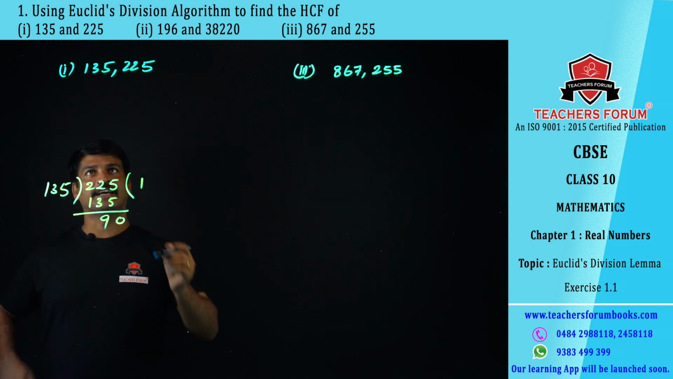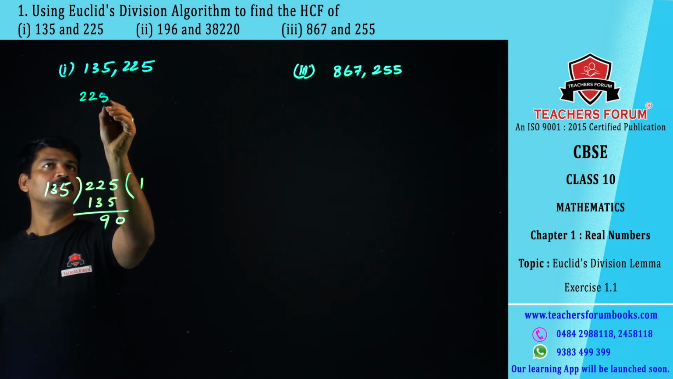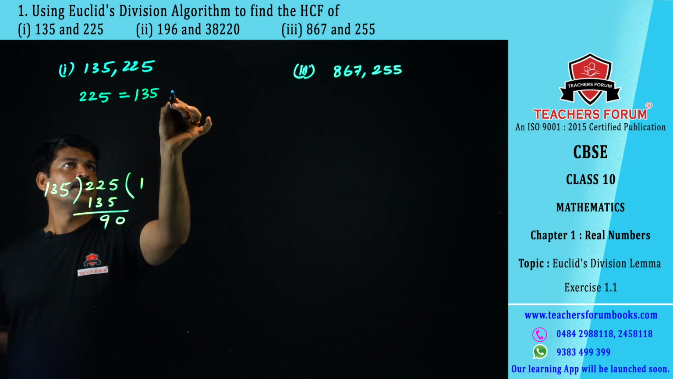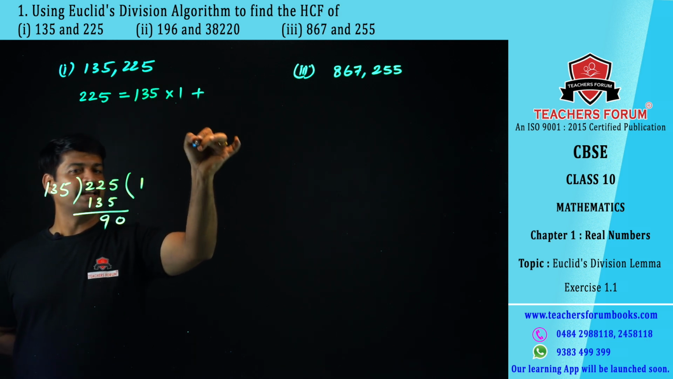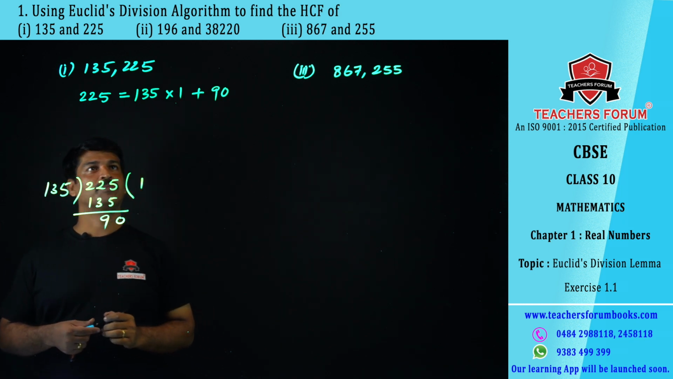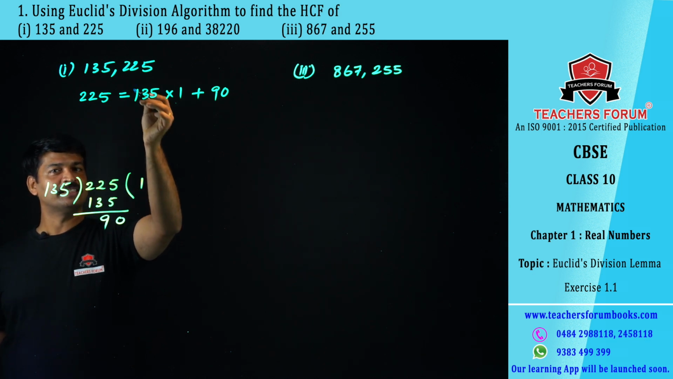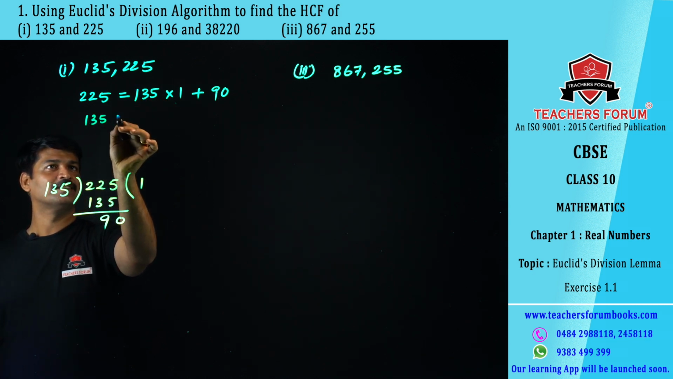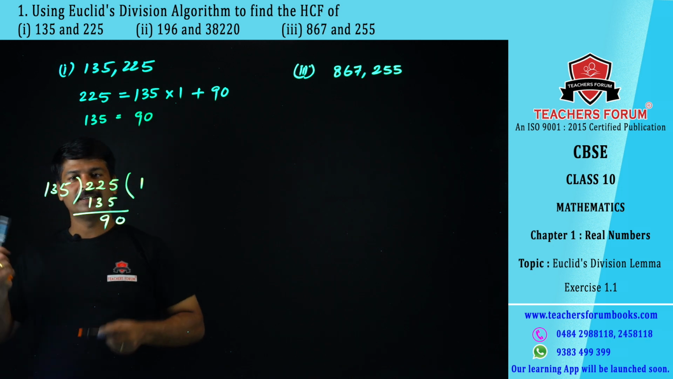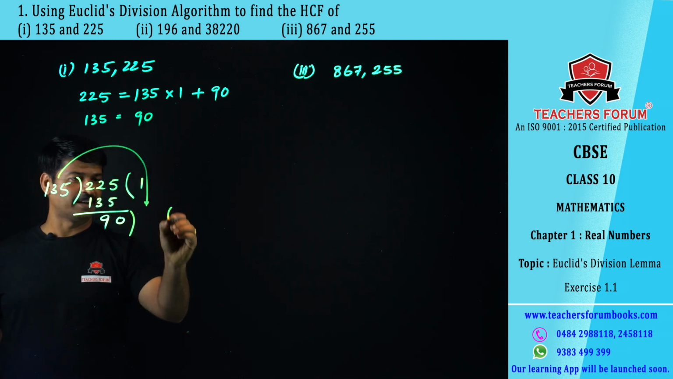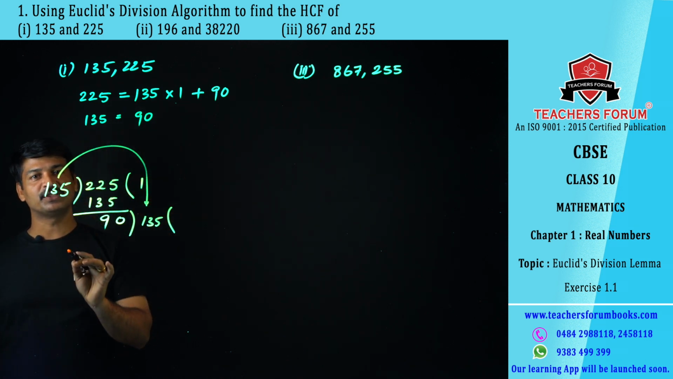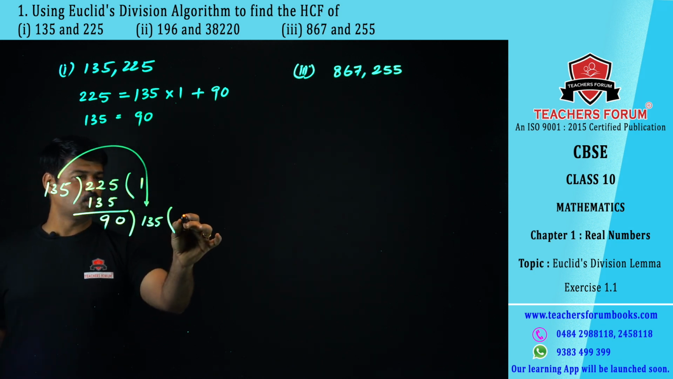Now this step can be written as 225 is equal to, that is dividend is equal to divisor into quotient plus the remainder, that is 90. It is in the form a equals bq plus r. You know the next step: 135, that is the divisor, becomes the dividend, the remainder becomes the divisor. Now let us divide 135 by 90. So 90 goes once in 135.